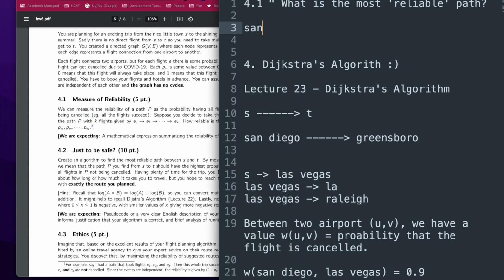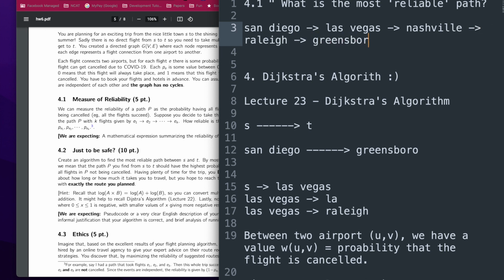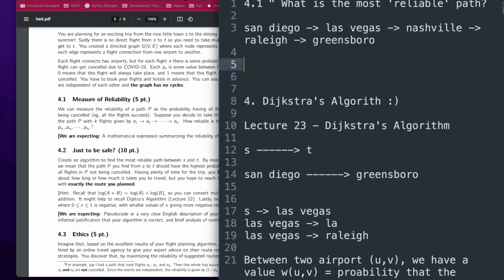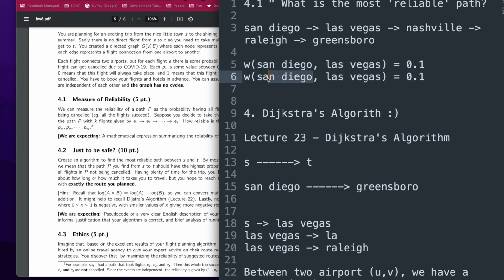So what does that mean? That means if we start at San Diego, and let's say we first fly to Las Vegas, and then we fly to Nashville, and then from there we fly to Raleigh, and then we fly to Greensboro, right? So this is our path. You have 1, 2, 3, 4 different flights. For each flight, you're going to have the probability that it's canceled. So the weight from San Diego to Las Vegas, let's say the probability that this flight is canceled is 0.1, 10%. You're also going to have something from Las Vegas to Nashville. Let's say this flight is canceled pretty often, so like 0.8.